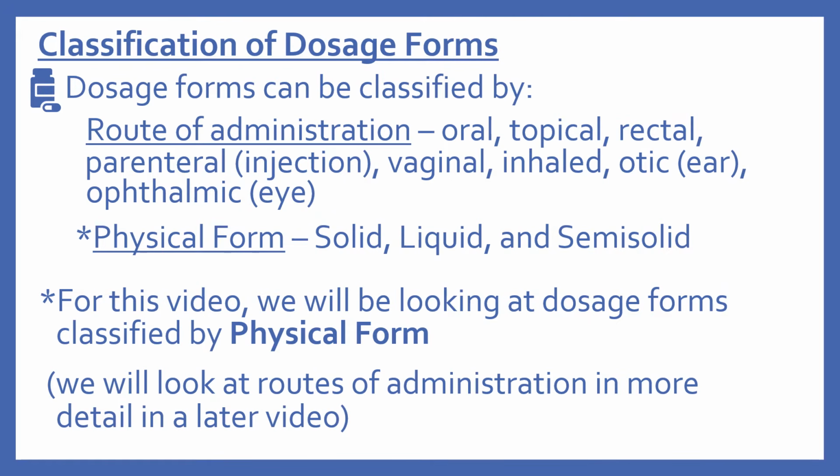Now we'll look at the classification of dosage forms. Dosage forms can be classified by route of administration, which is the way they're taken: oral, topical, rectal, parenteral, which is injection, vaginal, inhaled, otic, which is by ear, ophthalmic, in the eye. Or they can be classified by physical form. This will be solid, liquid, and semisolid. And for this video, we'll be looking at dosage forms classified by physical form. We'll look at routes of administration in more detail in a later video.